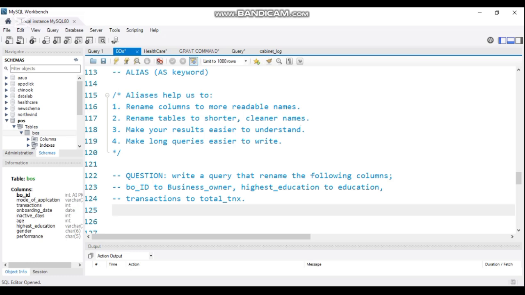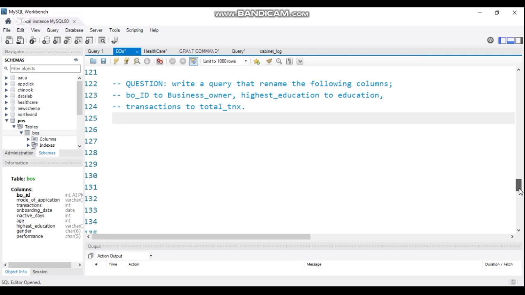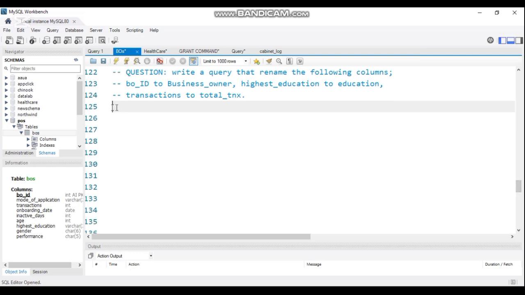So the question we are going to be looking at in this video is to write a query that renames the following columns: BOID to business owner, highest education to education, transaction to total transaction, which I shorten to TNX. So we want to rename all these to a new name. And to do this in SQL, the only way we can do it is through alias, by giving it another name. And we will start our query by checking the original names in our table.